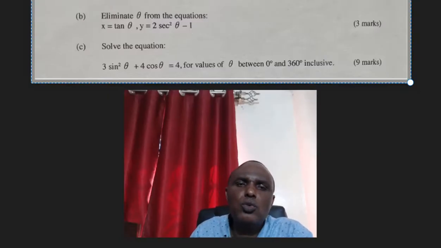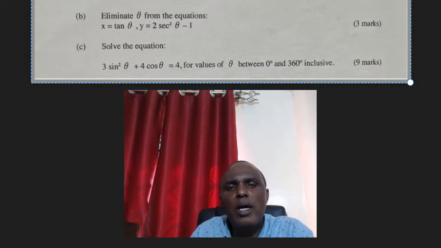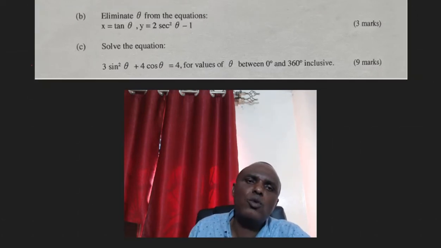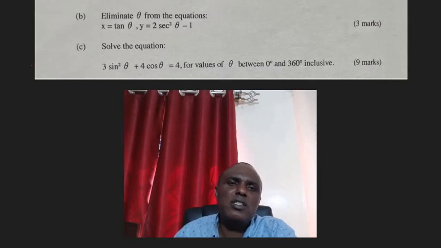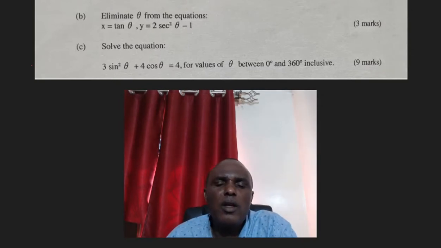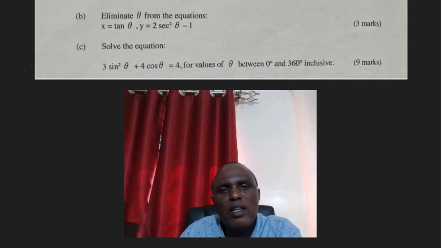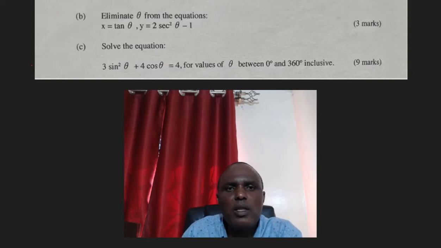Let us now do question number 1, part B. This question is addressing itself in the parametric equations. We have been given two parametric equations, that is x is equal to tan theta and y is equal to 2 sec squared theta minus 1. That is these two parametric equations.